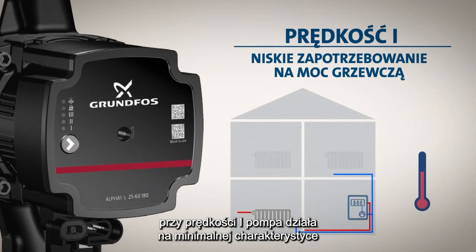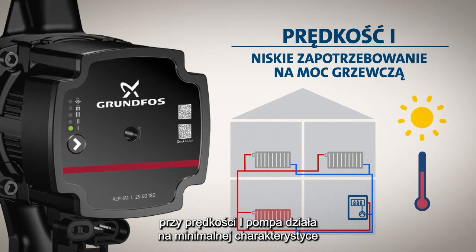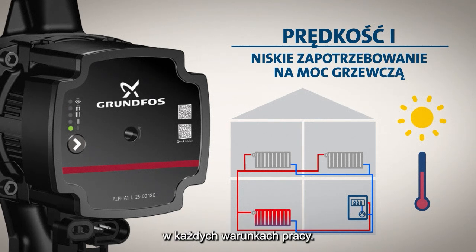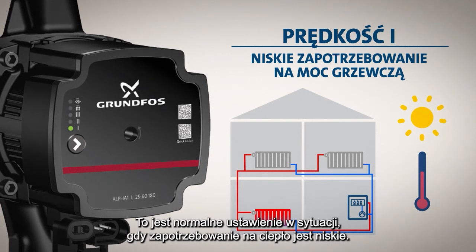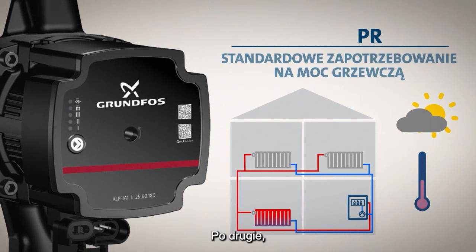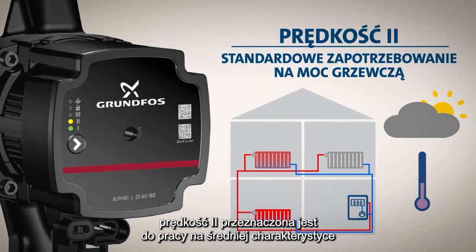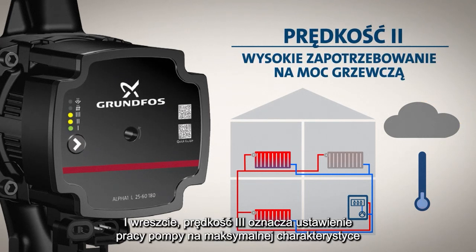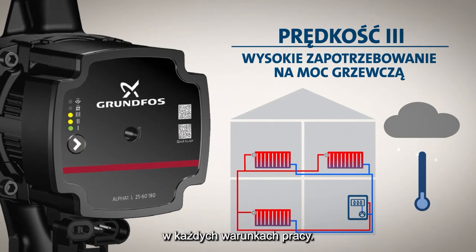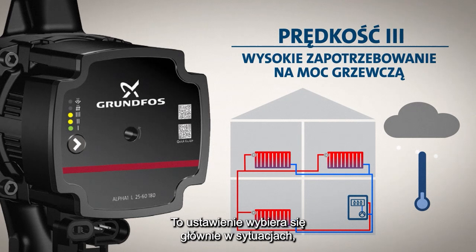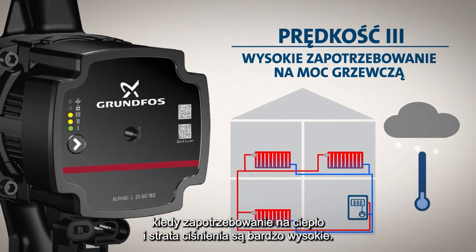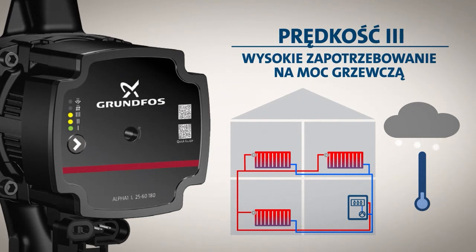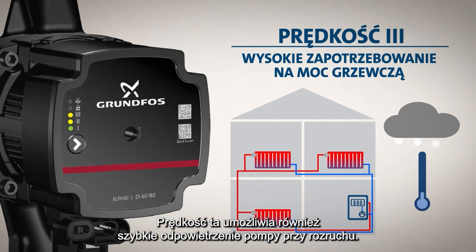First of all, Speed 1 sets the pump to run on the minimum performance curve under all operating conditions. This is a common setting when the heating demand is low. Secondly, Speed 2 sets the pump to run on an intermediate curve under all operating conditions. This is the most common fixed speed for normal heating demands. And finally, Speed 3 sets the pump to run on a maximum performance curve under all operating conditions. This setting is mainly used in situations in which the heating demand and the pressure loss are very high. This speed also allows quick venting of the pump at startup.